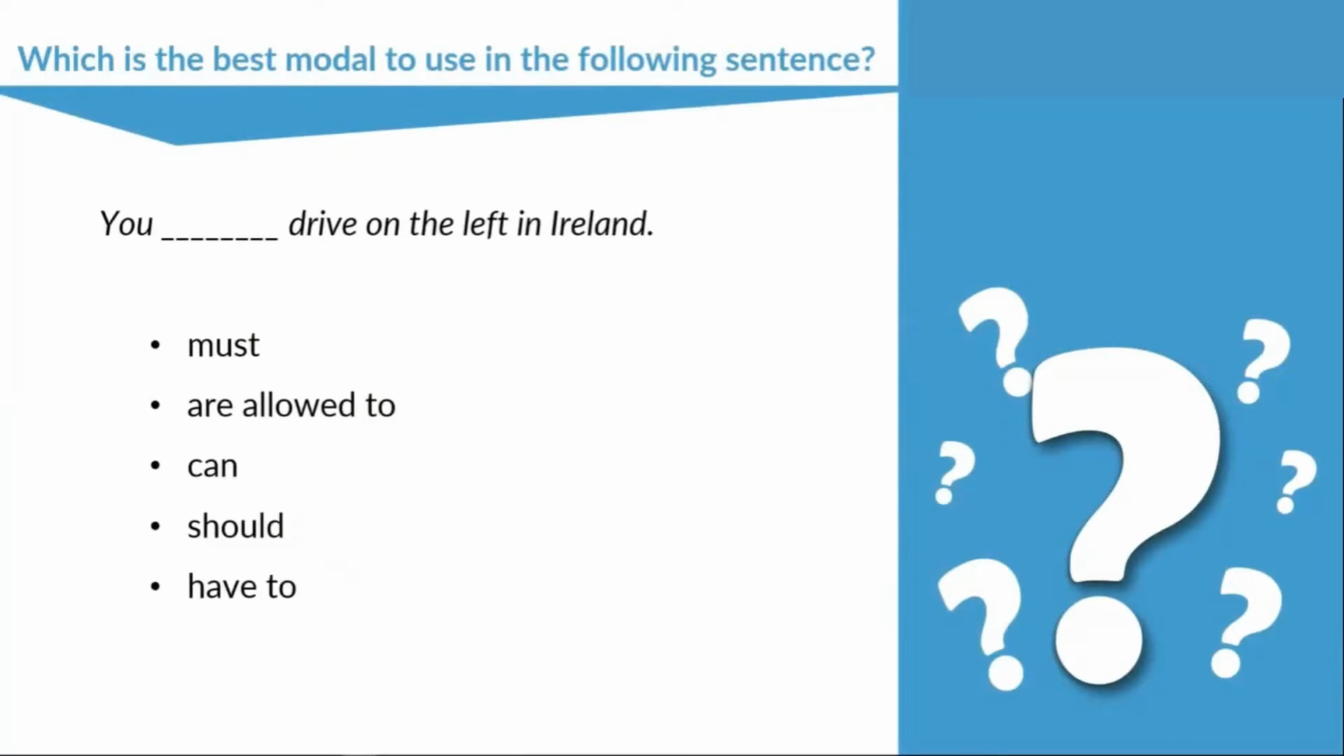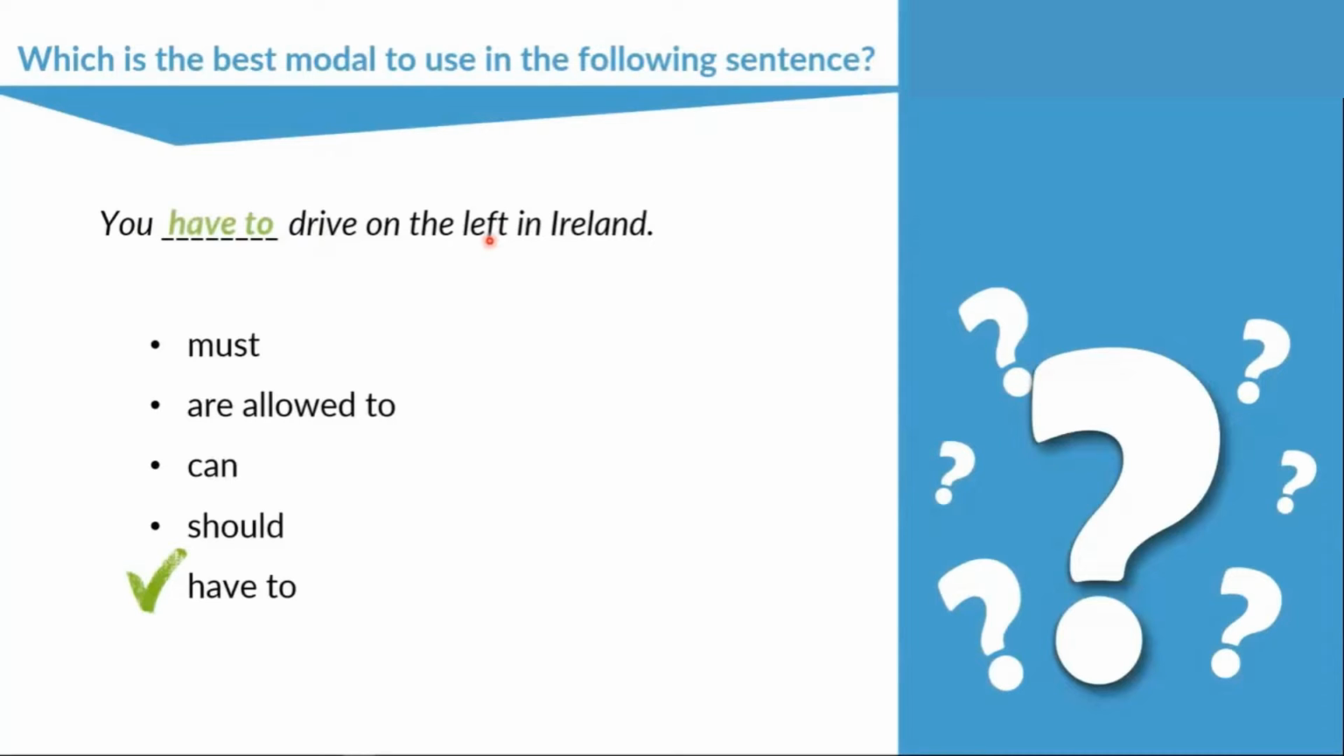So what do we think? What is the law? So there's lots of answers coming in. Lots of people are saying must. Lots of people are saying have to. And it's not the easiest one. There's lots of different answers coming in. It's split 50-50, I think. But the correct answer is have to. You have to drive on the left in Ireland. And why is that? Because it's the law, okay?